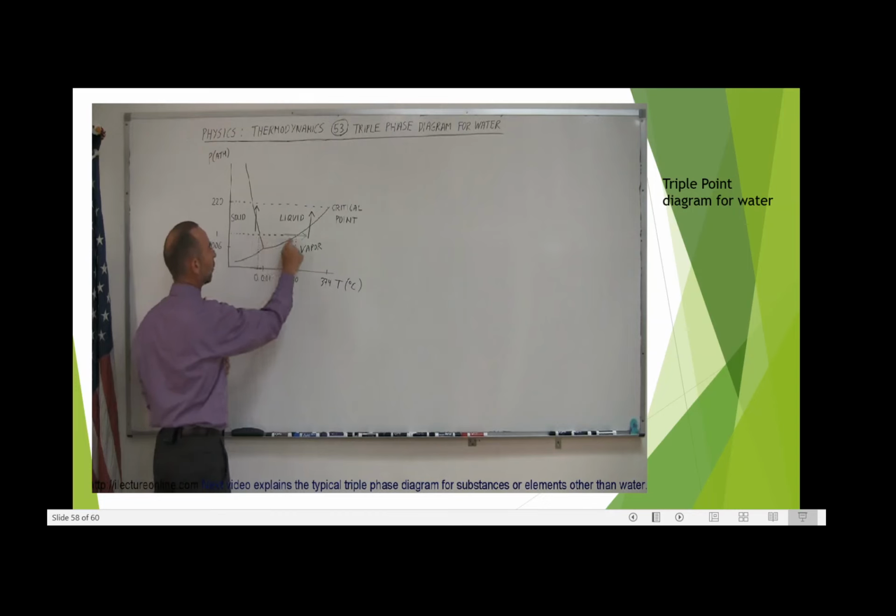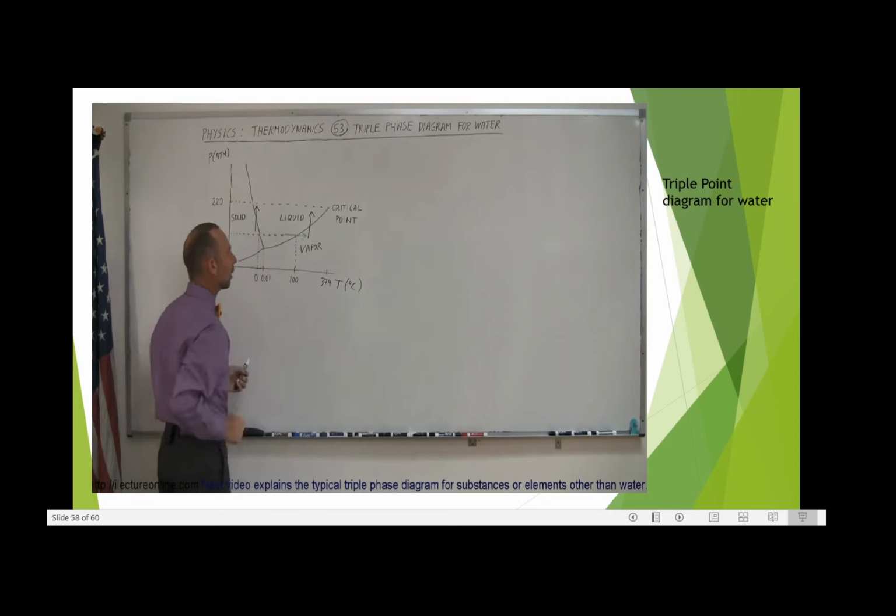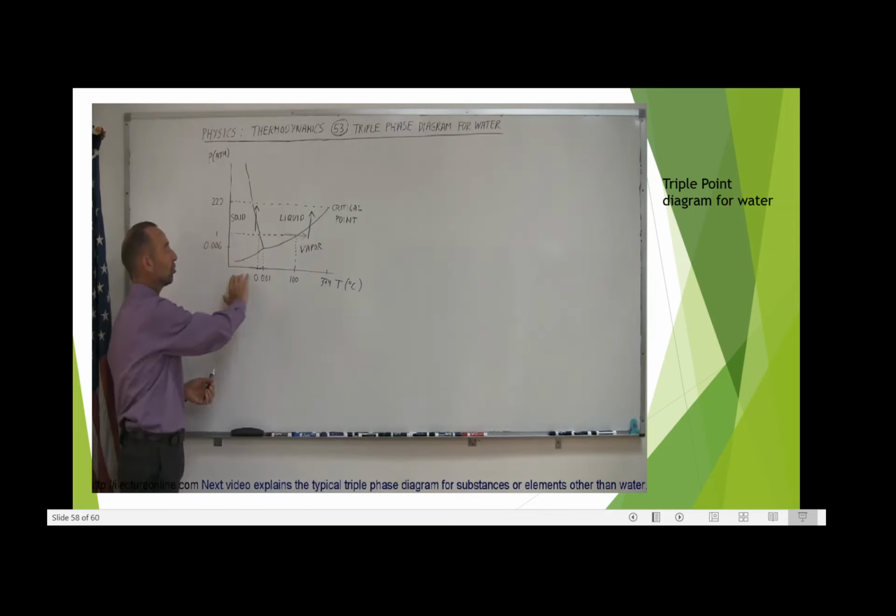So that gives you a quick overview of what the triple phase diagram for water looks like and how you can utilize it. It basically tells you how you go from one phase to another depending upon how the pressure changes or how the temperature changes.